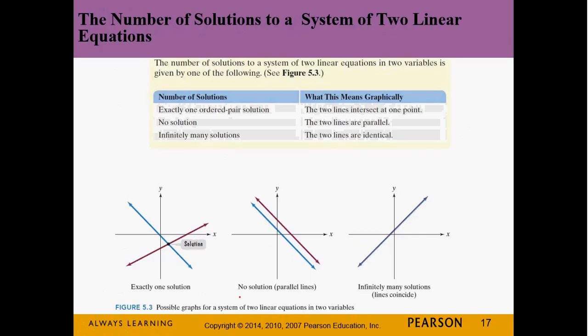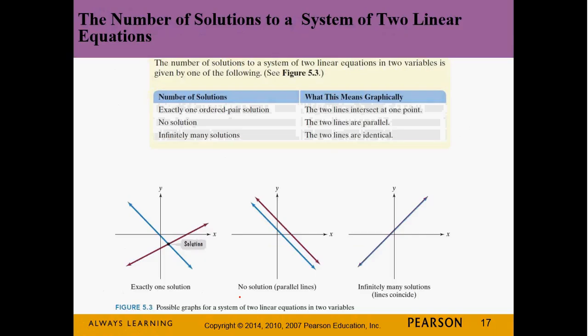All right. So this is what we talked about a while ago. If the two lines intersect, there's exactly one solution. That's what it graphically looks like. If there's no solution, then it's two parallel lines. If it is infinitely many solutions, then that means that the lines are just on top of each other. Okay?